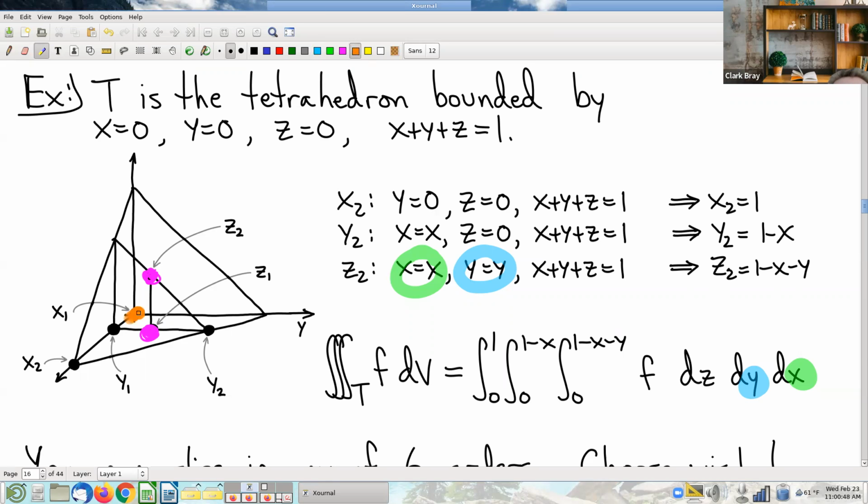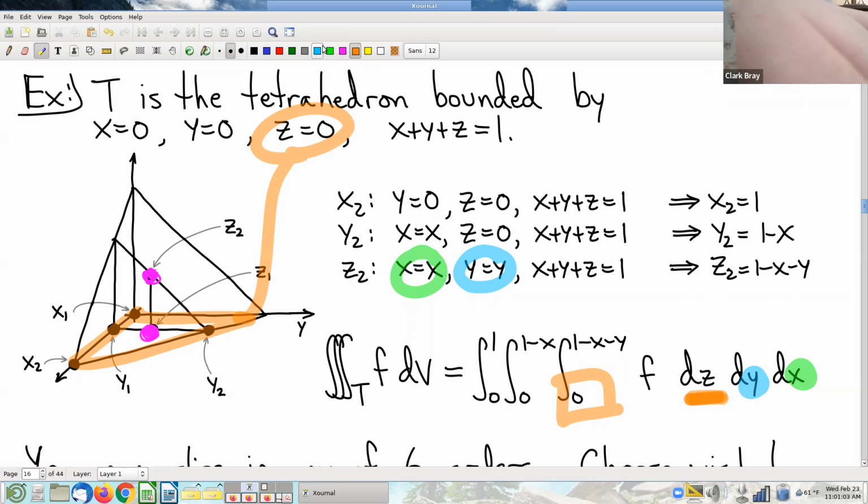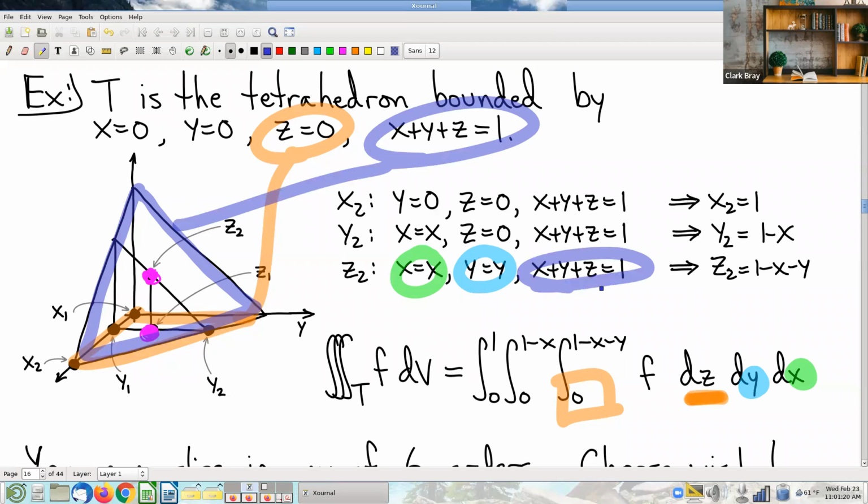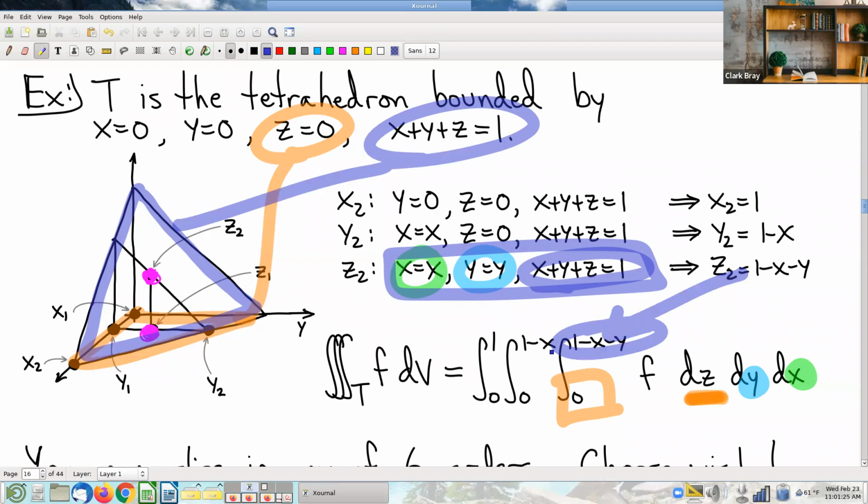What else do I know about these points? Well, the lower bound is on that plane, which has that equation. So the lower bound is clearly going to be 0, because solving for Z. Right? The upper bound, you just got to look at where that point is. That point is on this plane, which has this equation. And solving for Z gives me that.